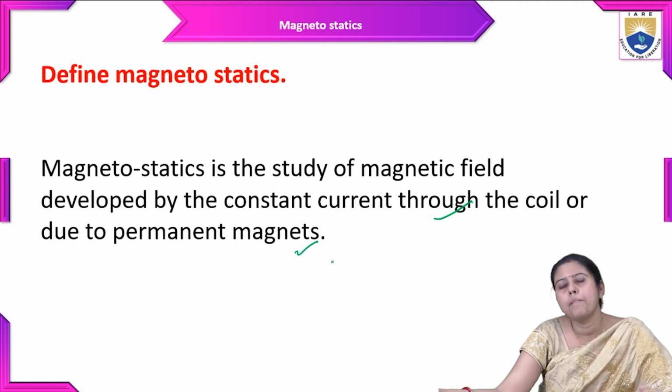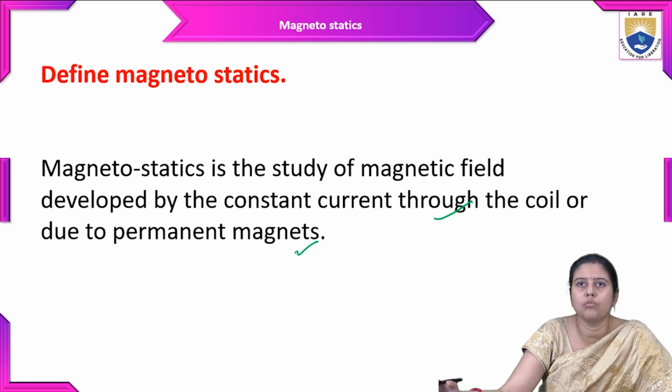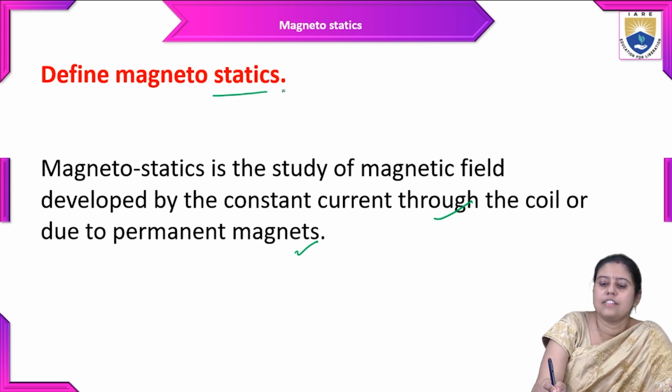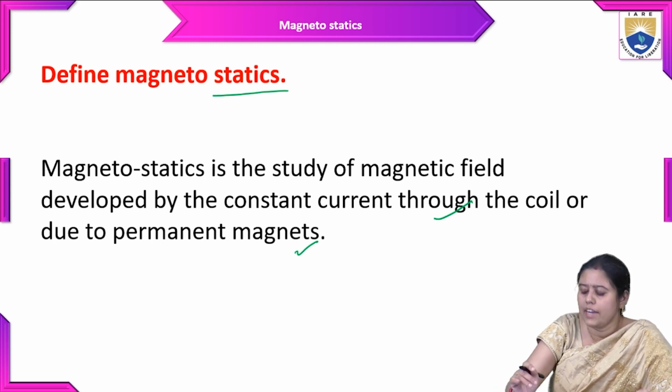As I told, magnetic field is of two types. One is due to a permanent magnet, or otherwise it is through a constant current. Magnetostatics is the study of the magnetic field developed by the constant current through the coil. When constant current flows through a coil, it turns into a static magnet or a permanent magnet. We are only discussing magnetostatics. Static means the magnetic field is constant, not time varying.